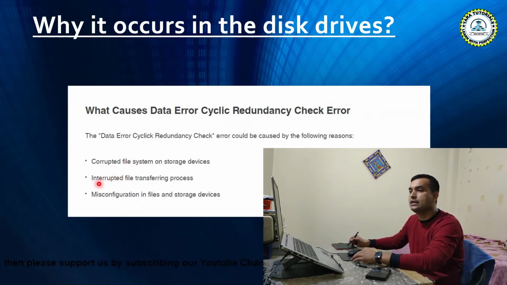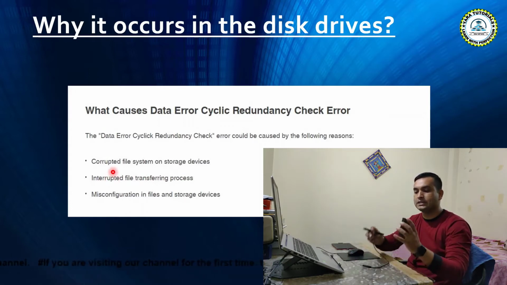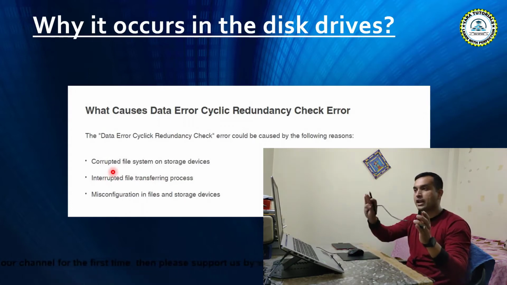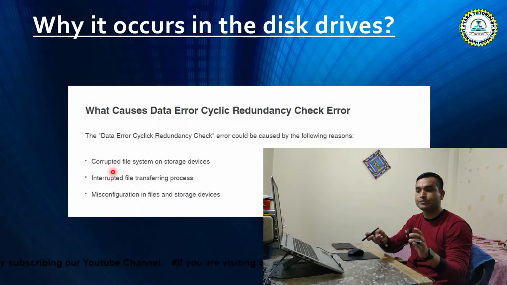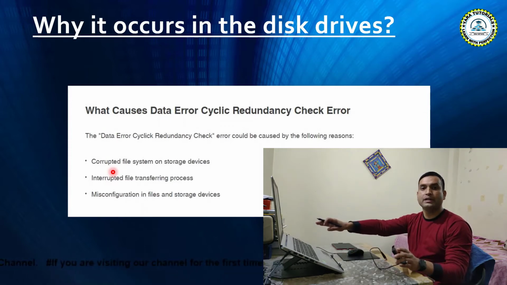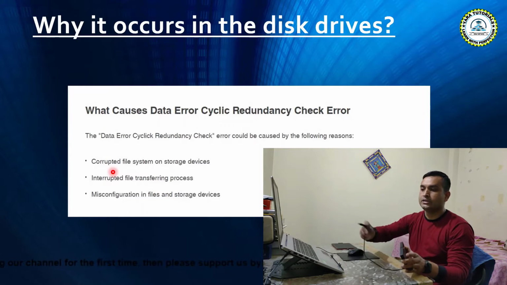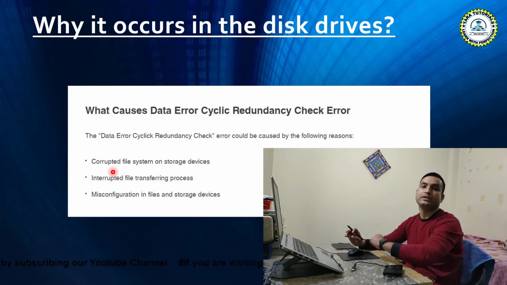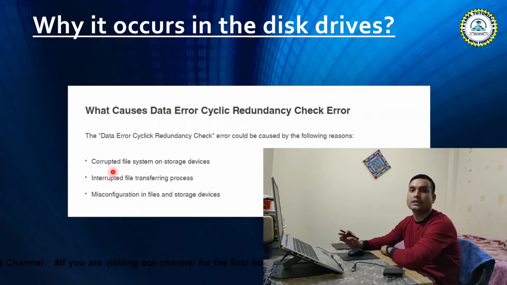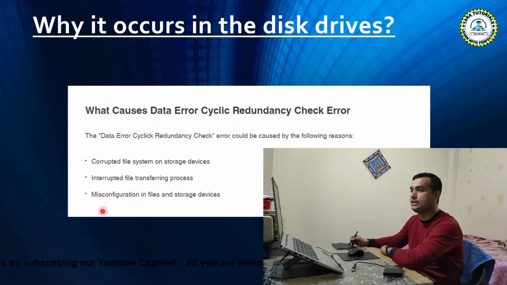The other reason is an interrupted file transferring process. What does it mean? If you have connected this hard disk with the computer and you are transferring data from the computer to this drive, or from the external hard disk to the computer, and in between, without removing the drive properly from the computer, you just remove the data cable. In that case also, there may be some problem with the file operation, and that causes some damage in the file system. The third point is misconfiguration in files and storage device.